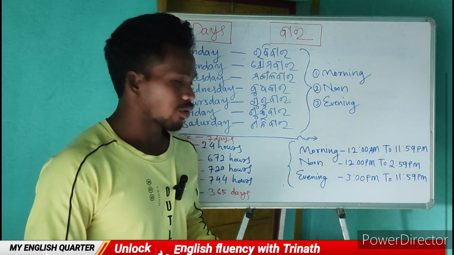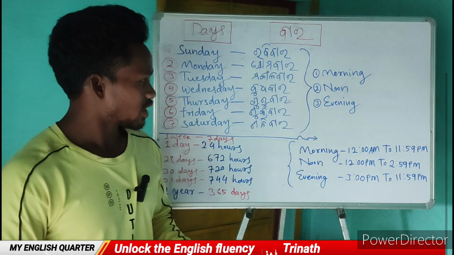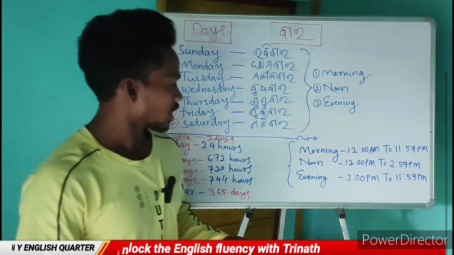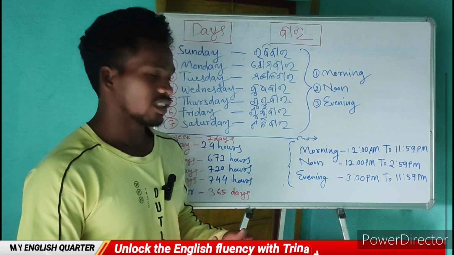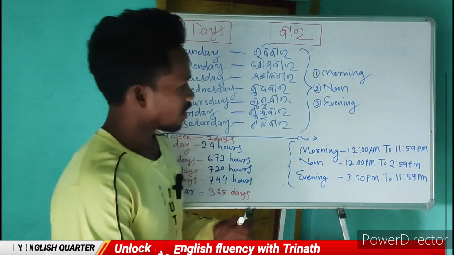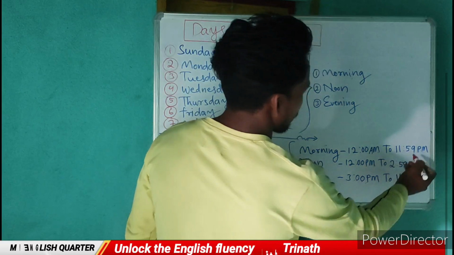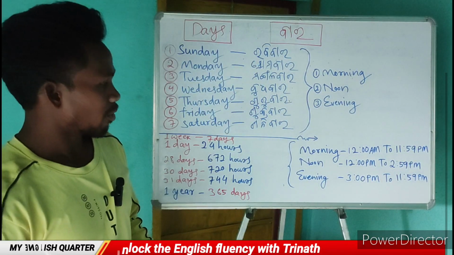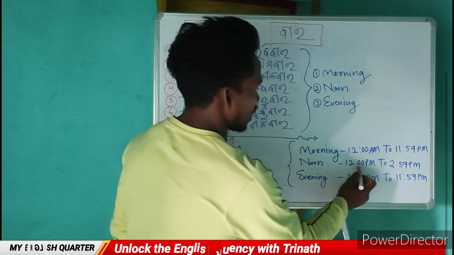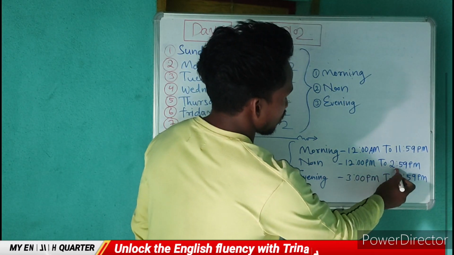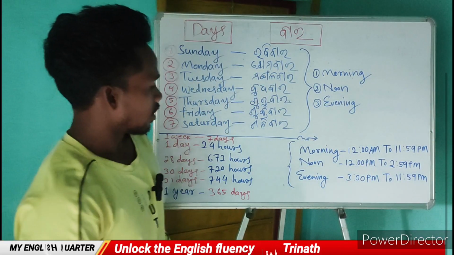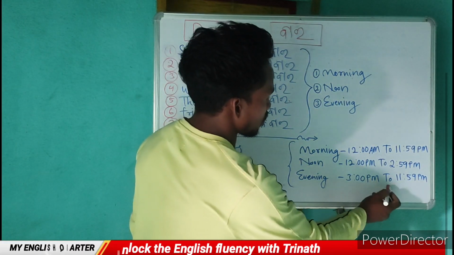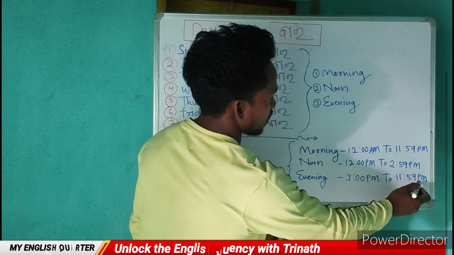Do you know from which time to which time we can call morning? From 12 a.m., from night 12 a.m. to 11:59 a.m. is called morning. Noon, 12 p.m. to 2:59 p.m. is called noon. Evening, 3 p.m. to 11:59 p.m. is called evening.